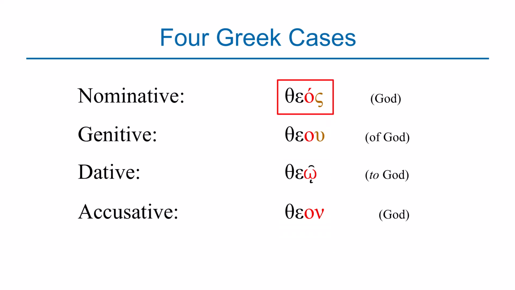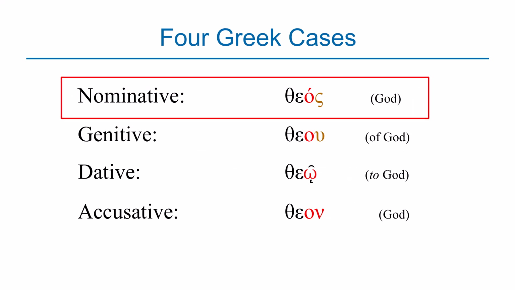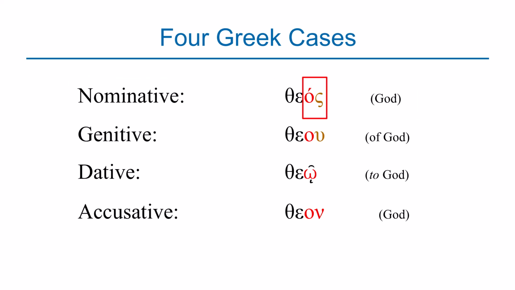In the nominative, you have theos. In genitive, you have theou. In dative, you have theo. And in the accusative, you have theon. If you remember in our previous lecture, we said the nominative is used when you want to show that the word is the subject of the sentence. And the nominative has that case ending, omicron sigma. Omicron sigma is a sign of the nominative.